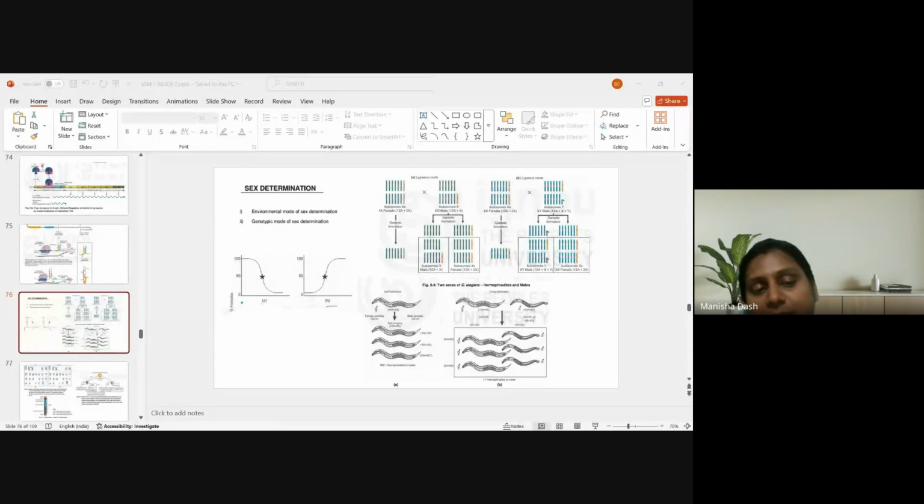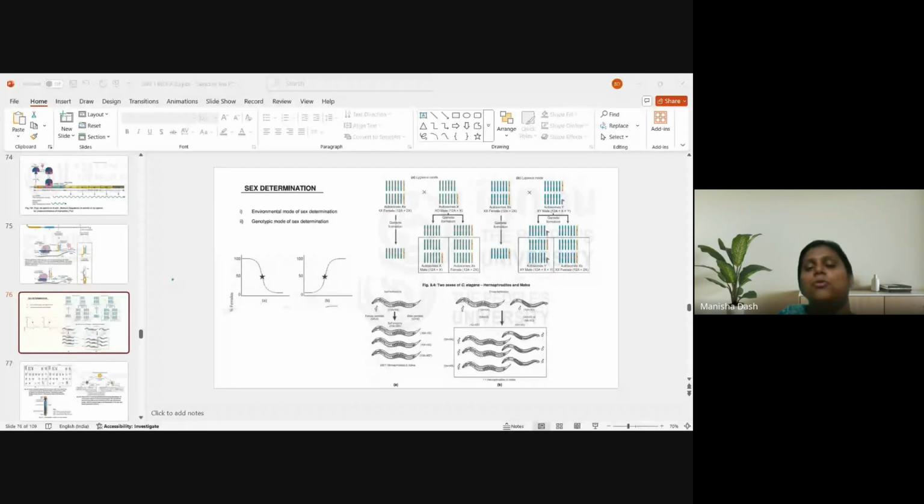So coming to sex determination, broadly it is classified in two ways: either an environmental way or a genotypic way. Environmental means an external factor determines whether the organism will develop into a male or female.